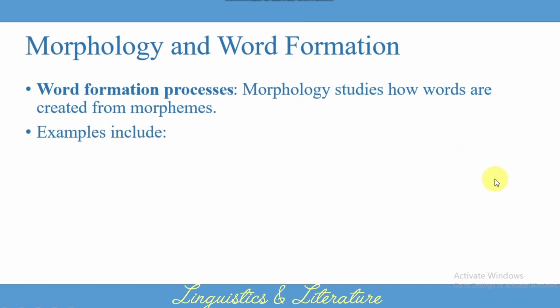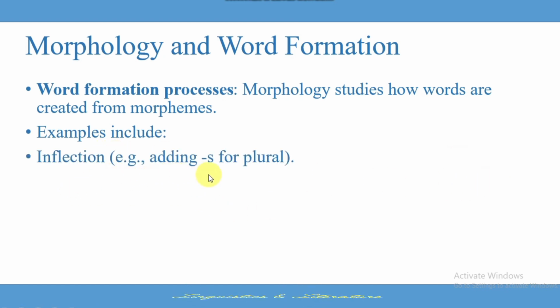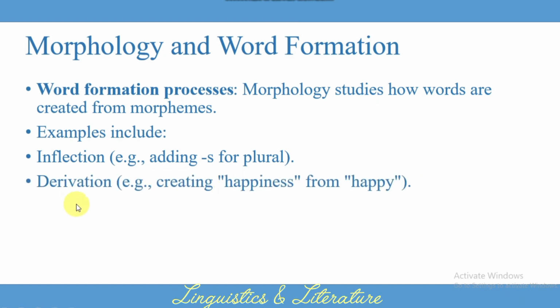Examples include inflection, for example, adding s for plural, as I have already told you. For example, s is a morph that is added to the base word to make it plural. For example, if you have an egg, now you can make eggs, you will make the s sound at the end. That is your morph. Okay, and it is a word formation process.